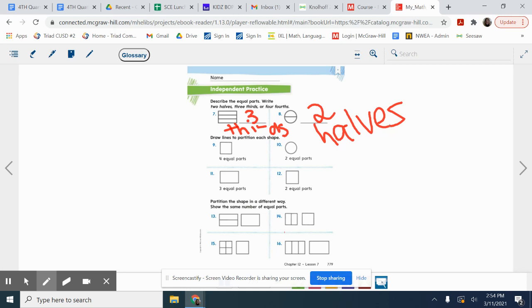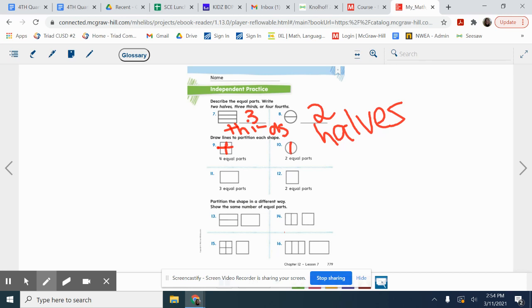Number 9 and 10, they want us to partition each shape. Okay, so we need to do our square in four equal parts. I'm going to go ahead and do my T again. Number 10 wants us to partition it into two equal parts. I'm just going to draw a straight line down to make it in half.